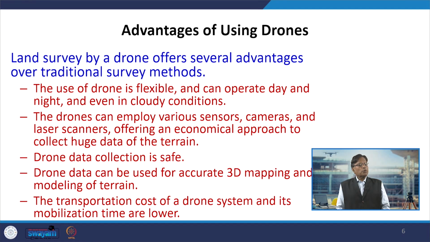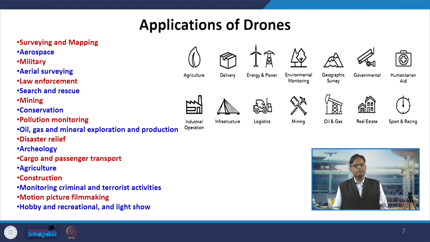Consider the transportation cost of the drone system. When we are moving in the field collecting data, the system we are using must be portable and not very heavy. So its transportation is very easy, and its mobilization time is also quite low, from preparation and start of flying till collecting the data. That saves a lot of time. So these are some of the advantages of using drones for land mapping.